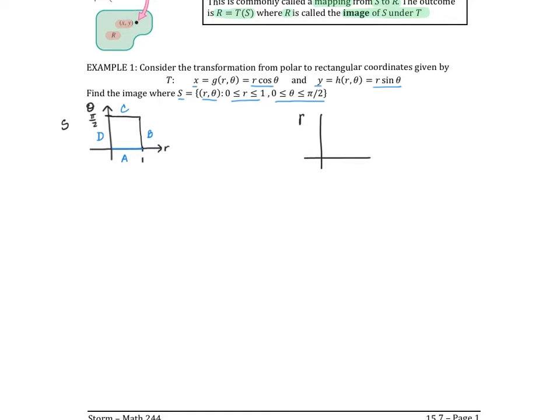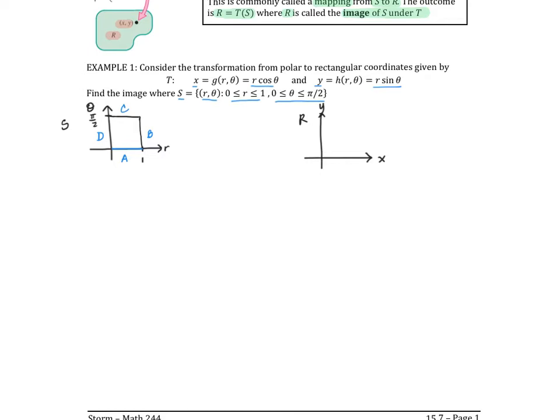And I'm going to see what that looks like in my region R, which is x's and y's. Again, this is just so you get an idea what a transformation does. We're only going to do this once, and then, well, maybe twice. And then we'll go ahead and stick to mainly algebra.